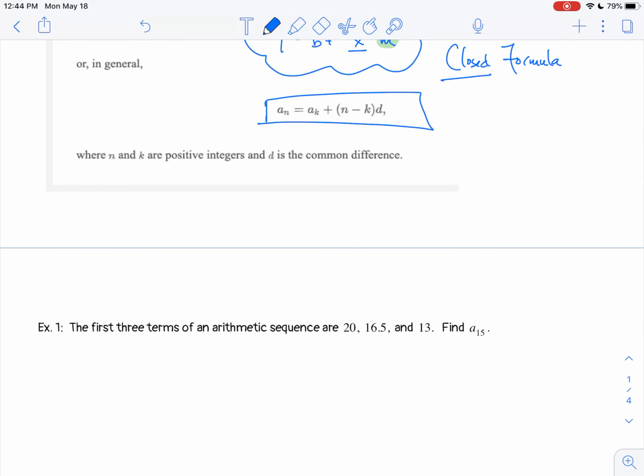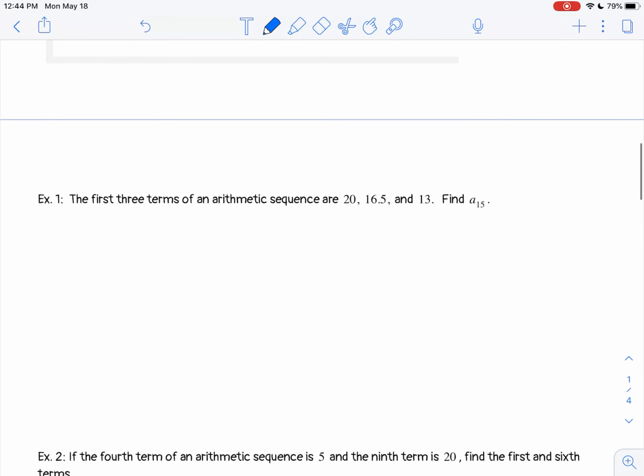Okay, so let's take a look at some examples. So example number 1 says the first three terms of an arithmetic sequence are 20, 16.5, and 13. And the question is find the 15th term, or a sub 15. So let's see how this would work.